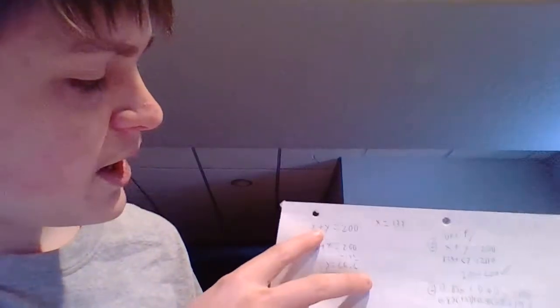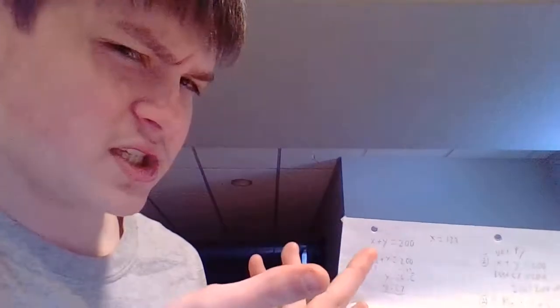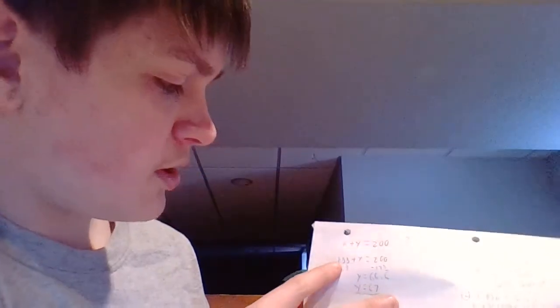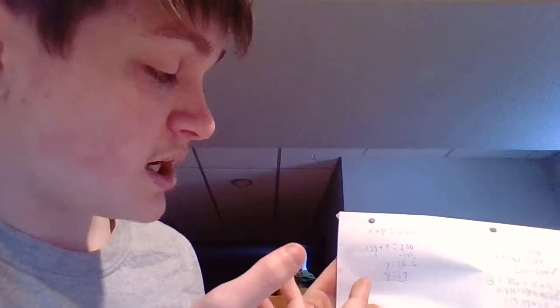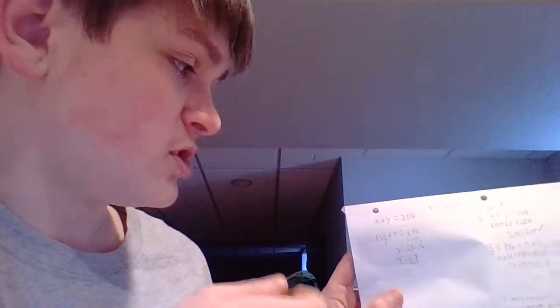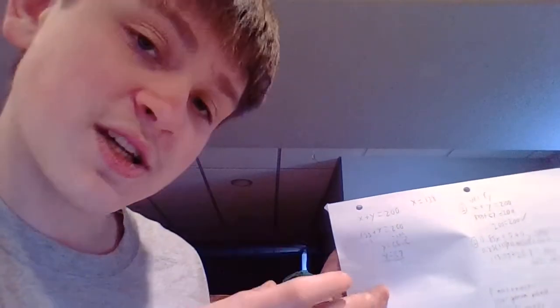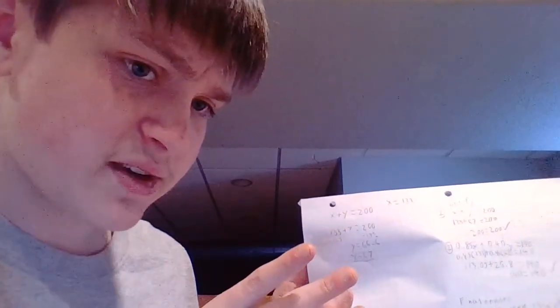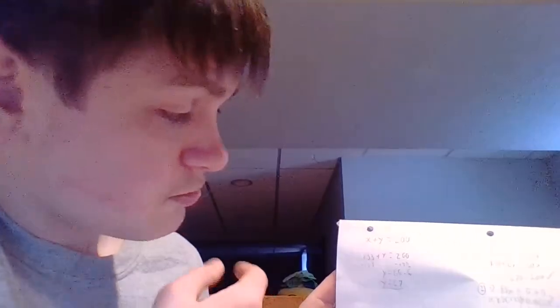Now, we continue to the next page. We have the x value, so it's time to get our y value. So, x plus y equals 200. I use the first system because it's super easy. 133 plus y equals 200, minus 133 from both sides, y equals 66.6, also repeating for the 6.